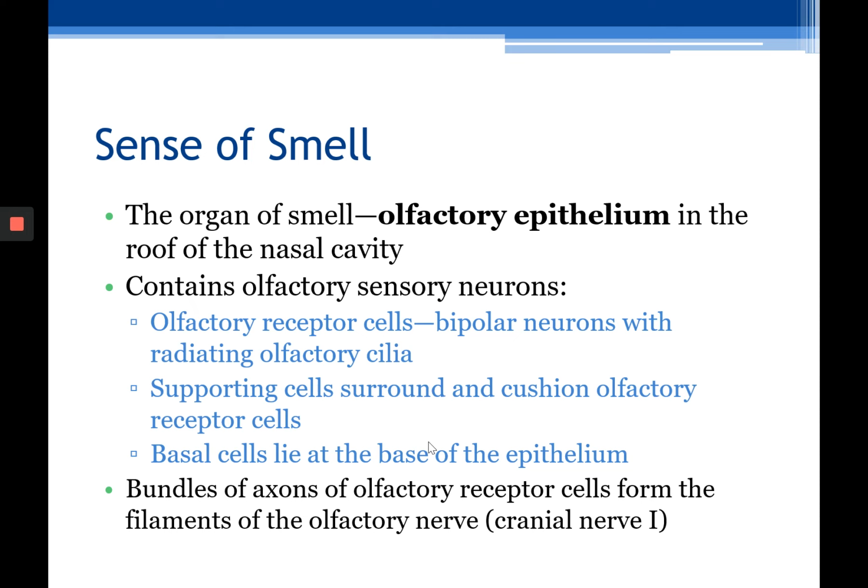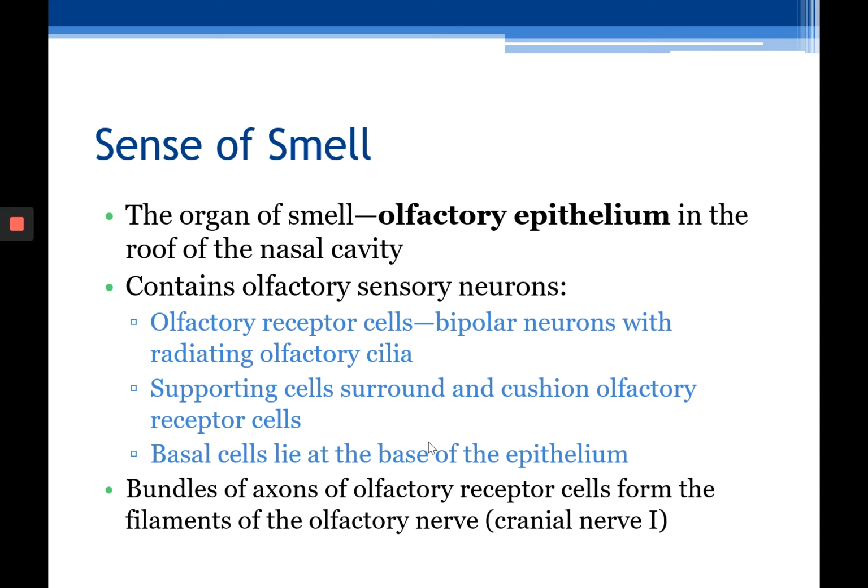Now we'll start with smell. So, olfaction. The organ of smell is your olfactory epithelium. This is a series of cells that is found at the roof, or the top, of your nasal cavity. They contain, again, a number of different types of cells that are generally sensory neurons. There's olfactory receptor cells, supporting cells, and basal cells. So supporting cells do exactly that. They surround, they cushion the olfactory receptor cells.